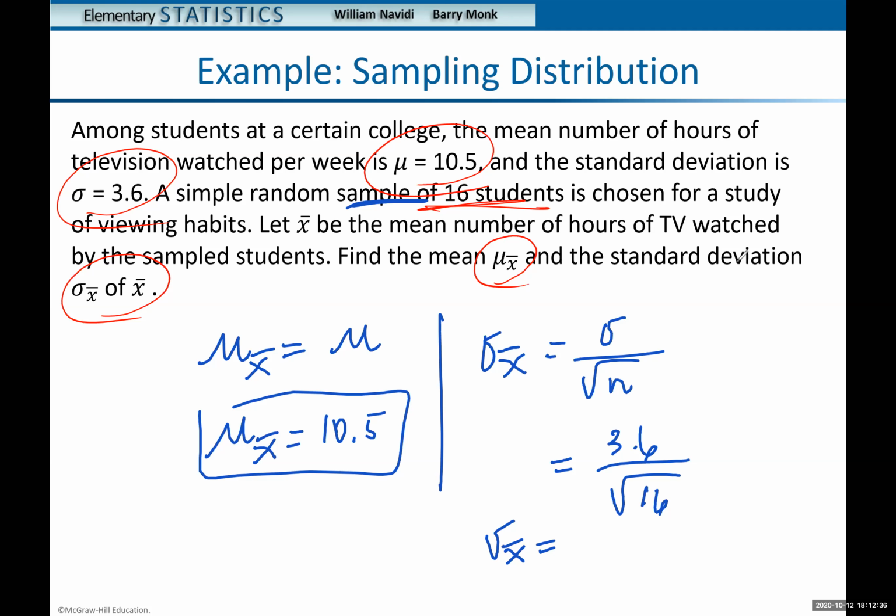Wait, you have two different answers. Which one is correct? It looks like William has it, because 3.6 is very close to 4. So that is going to be 0.9.